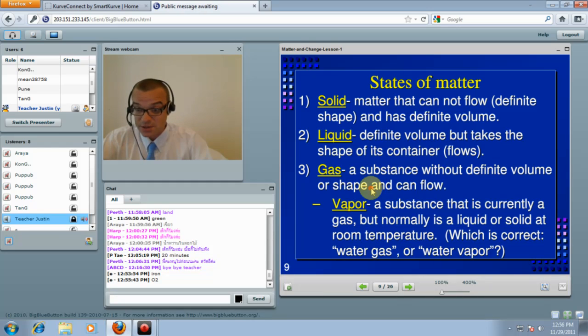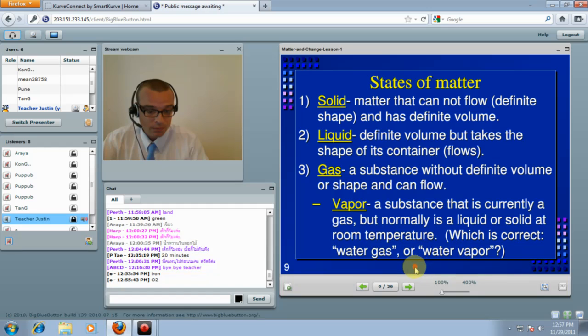So, which is correct? Water gas or water vapor? So water is usually at room temperature anyway. It's a liquid, isn't it? So normally a liquid. When we put it into a kettle to make a cup of coffee or tea, it gets to 100 degrees and it becomes water vapor. Now, all liquids will have a point at which they become the vapor or their gas form.